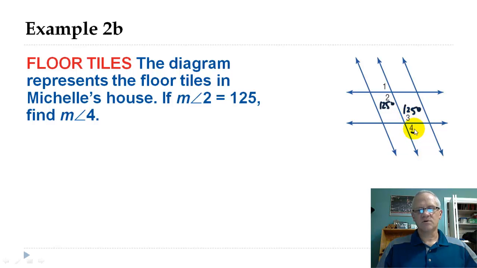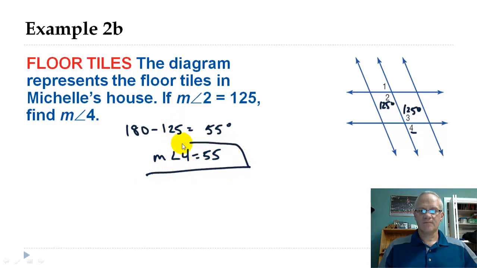What's their relationship? Together they make a straight line. So what kind of angles are those? They're supplementary, or in this case a linear pair, which is supplementary. So that means they add up to be 180, right? So basically if we take 125 and add it to angle 4, we're going to get 180. So what we can do is just 180 minus 125, and that gives us 55 degrees. And so the measure of angle 4 is 55.